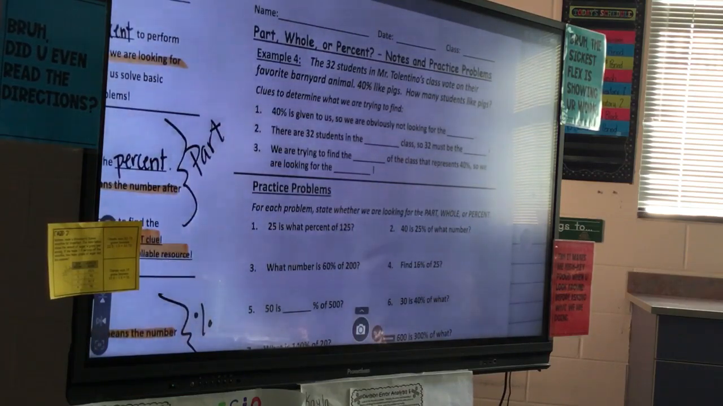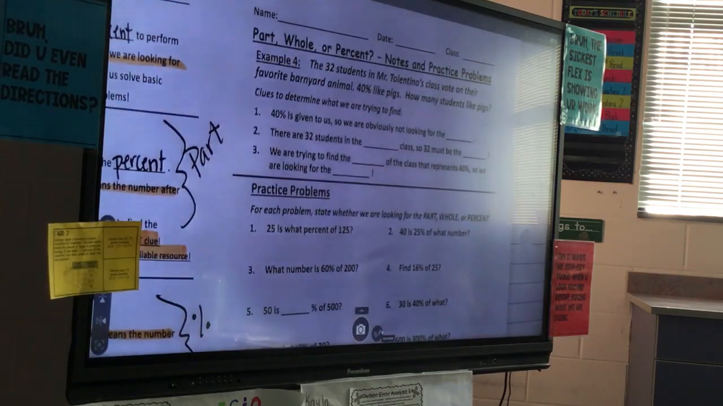So your practice today is exactly that, trying to find the part, the whole, or the percent. Again, you're not solving, not doing any math today. We're just simply identifying what we're looking for in these questions. All right, so number 4. It says there are 32 students in Mr. Talentino's class.